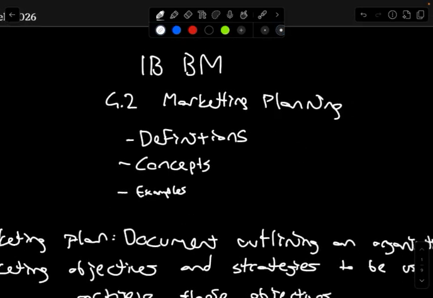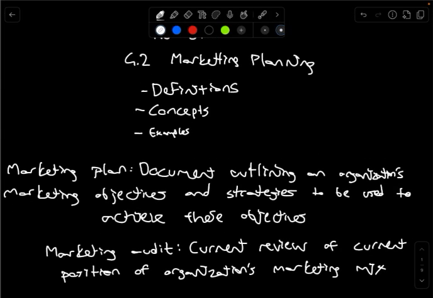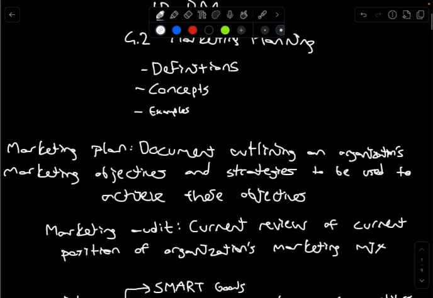So, we have a few definitions to start with. First, the marketing plan. It is the document outlining an organization's marketing objectives and strategies to be used to achieve these objectives. For example, having new advertisement campaigns or creating a new product. These are all examples of a marketing plan. These are all solutions to a marketing plan.